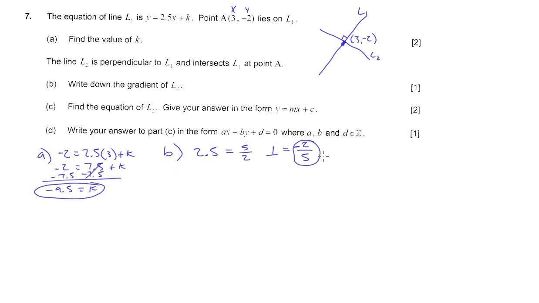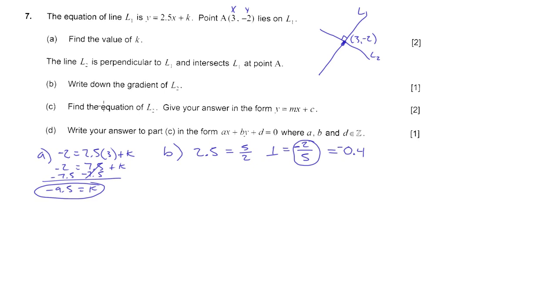Part C, find the equation of L2. So we know the slope of L2, and we also know that it goes through this point here. So it's really just like what we did up here, except now instead of a 2.5 slope, we're going to have a negative 2/5 slope. Let's turn that negative 2/5 into a decimal. That's negative 0.4 as a decimal. That might make it a little bit easier.